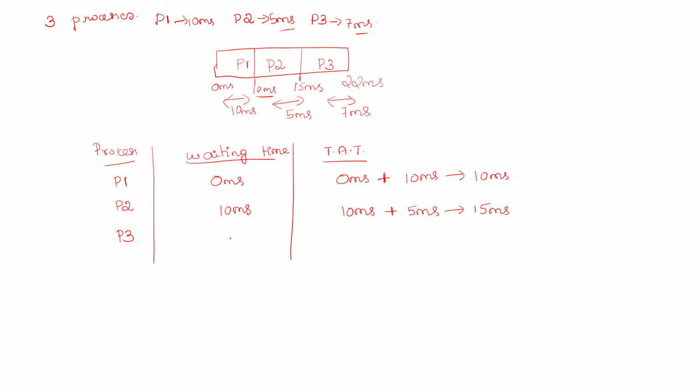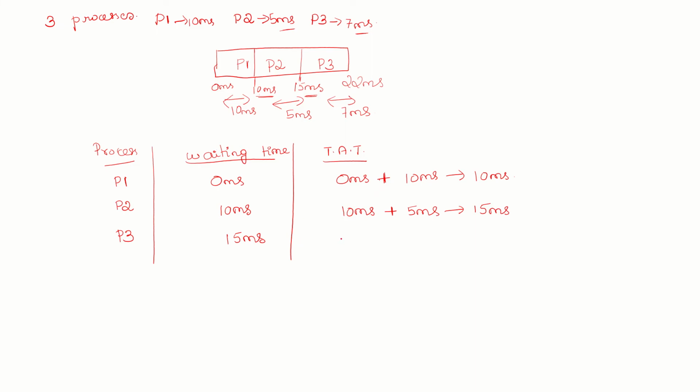Similarly, for P3, if you consider what is the waiting time for P3, it waits till P1 and P2 complete their execution. So we can say that the waiting time for this P3 starts at this 15 milliseconds, you know. So we can write it as 15 milliseconds over here. Okay, that is done. Now next, what is this turnaround time?